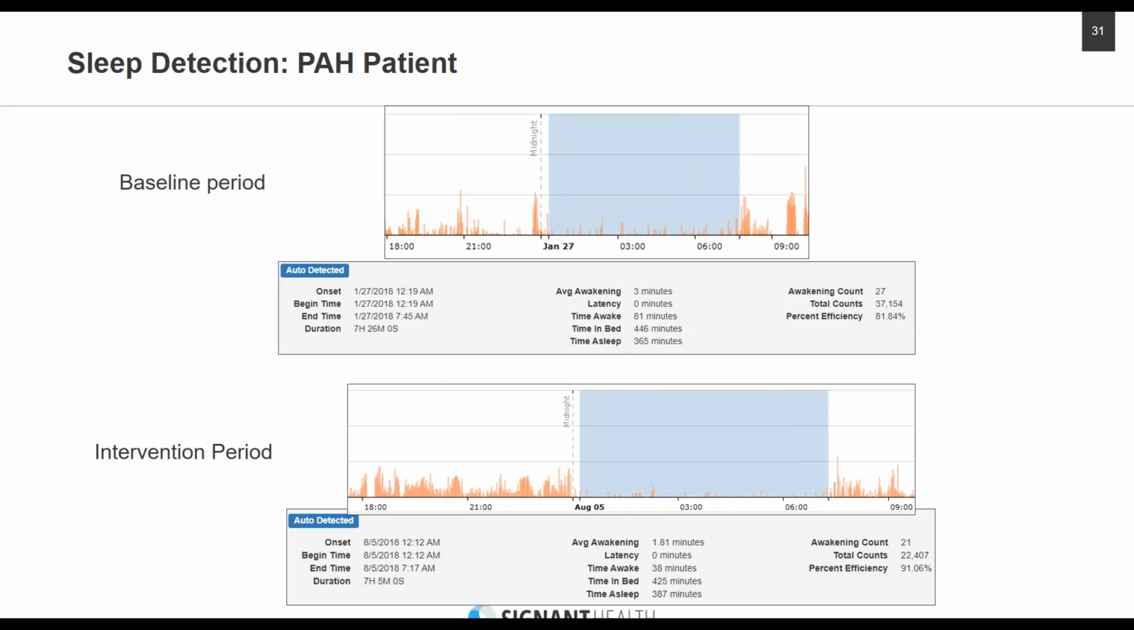That was enough to support moving on to the next phase as a primary endpoint in the clinical study. And here's another view of a PAH patient during a baseline period. One way of looking at the data is, rather than trying to find a specific algorithm that matches my population and my age group, I can look at baseline data and then compare that baseline data to the intervention period.